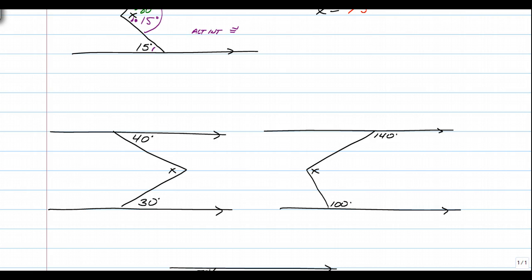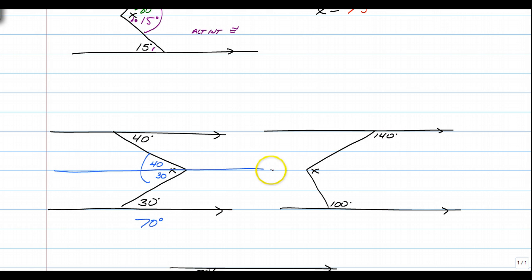So here's two more. Why don't you pause the video and give it a try? Let's see if you can do it. So for this one, you would draw your line. Looking for x, 40 would be alternate interior, so they would be congruent. 30 and the bottom portion of x is also alternate interior, so they too are going to be congruent. Add them together, you have a 70 degree angle.